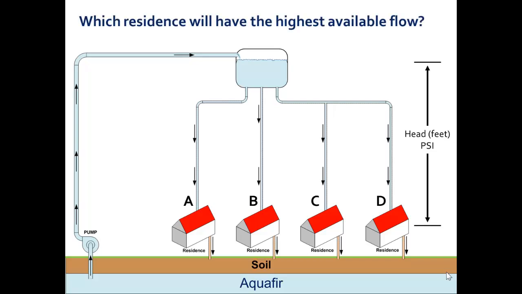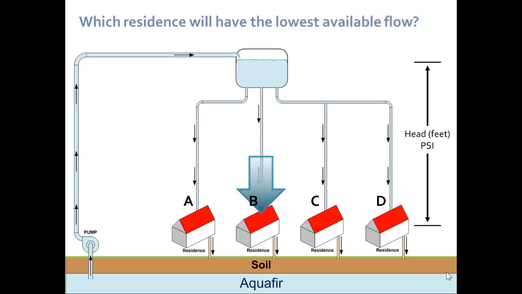Which residence will have the highest available flow? B. B has the least resistance. Now remember, when there was no flow, the weight of the water in the vertical column was the same because it's based on the height from the point of entry up to the water level in the reservoir, the tank, the storage unit. But once the water starts to flow, some of the pressure is dissipated in friction against the sides of the pipe.